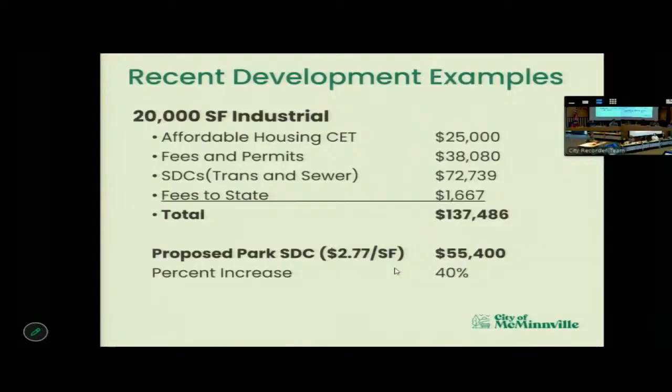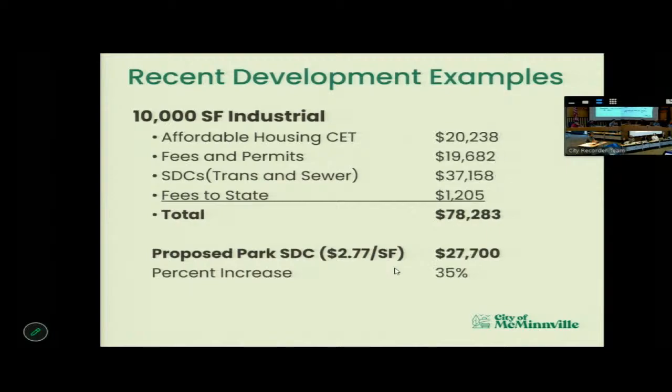Here's another industrial one at 20,000 square feet. This one, the park SDC would have increased the percentage for development fees and charges by 40%. And this 10,000 square foot one increased it by 35%. So it kind of shows how each project's going to be a little bit different. It's hard to have perfect apples to apples on each project, but you're seeing that it's increasing in that 30 to 40% range for fees right now. Here's a warehouse one. Since warehouses have a much lower cost per square foot, the percent increase was much smaller at 16%.